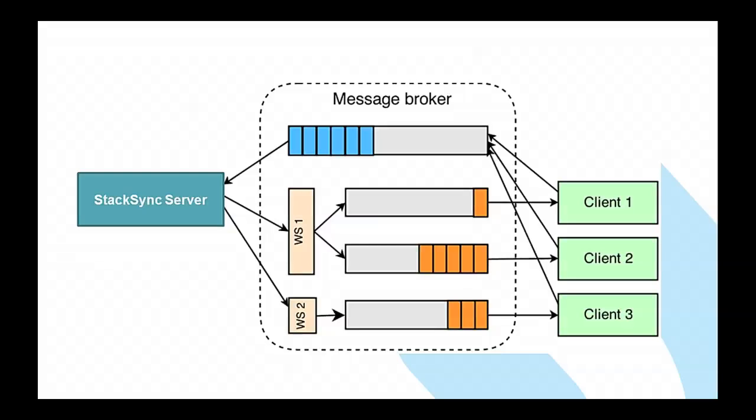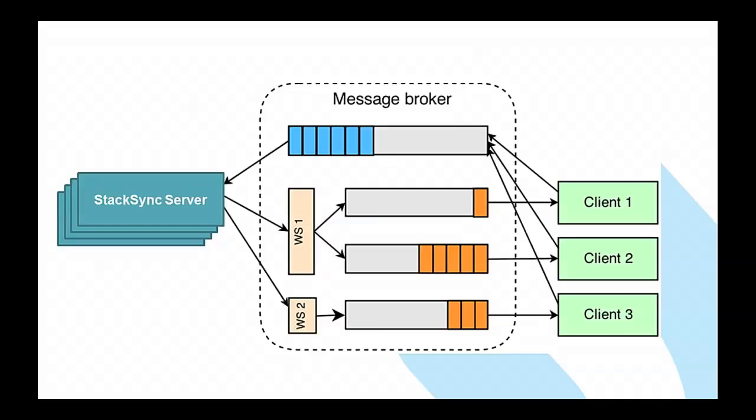On the right, we have three clients. Each client has its own queue. And we have on the top the server queue. Clients will always send messages to that queue, and the StackSync server will consume messages from that queue, so sequentially. But as our system is stateless, we can add more instances of our StackSync server so that it can adapt to the demand and cope with the load.